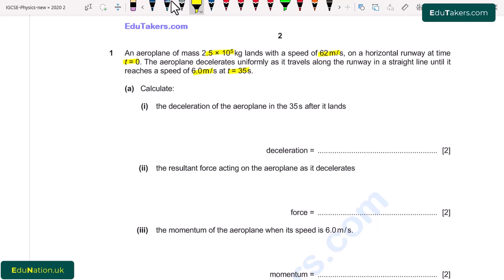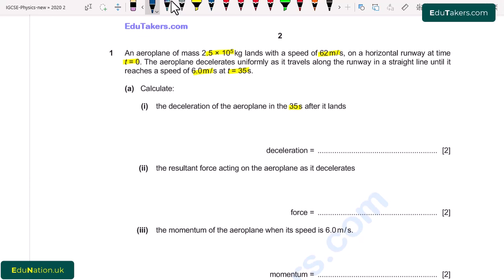Part A. Calculate the deceleration of the aeroplane in the 35 seconds after it lands. Here we have to find the deceleration. So first of all, what is meant by deceleration? Deceleration is basically negative acceleration, or when the speed of a body is decreasing with increasing time. Then we can say that the body is moving with decreasing speed and it is known as deceleration.